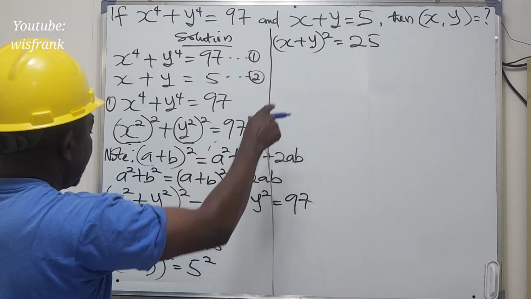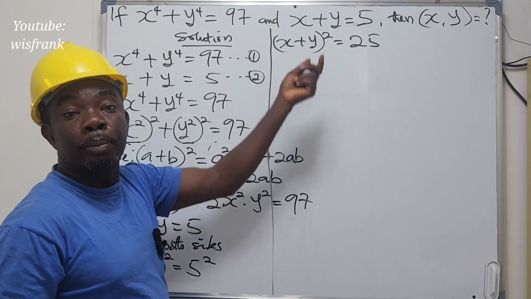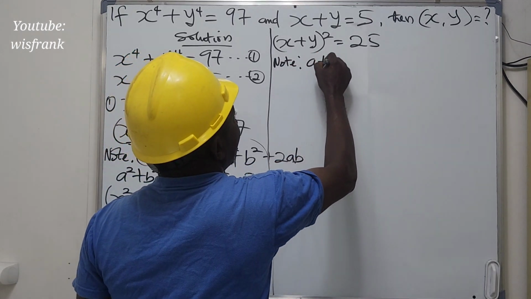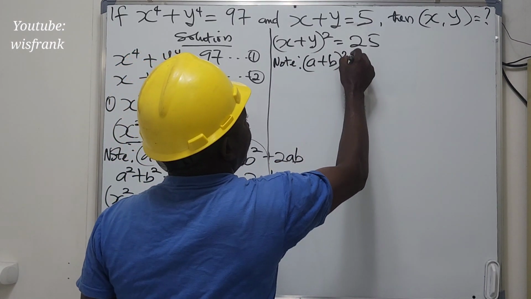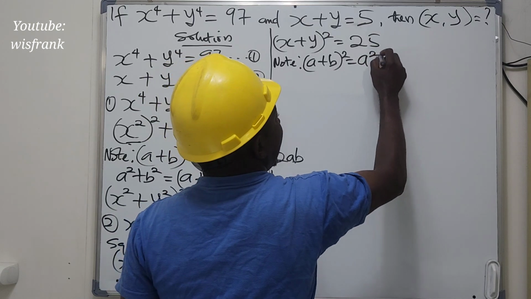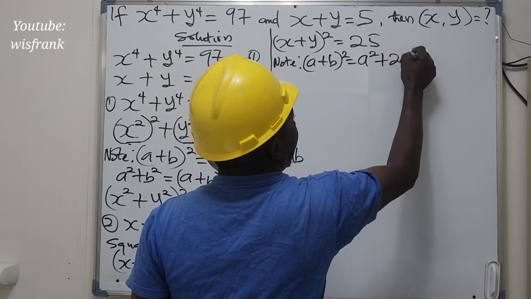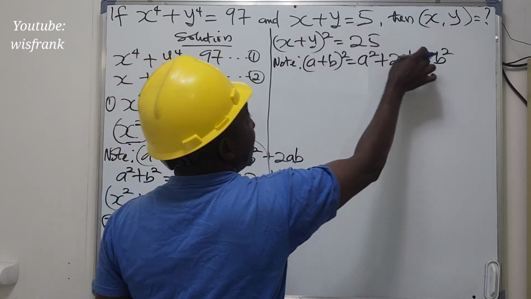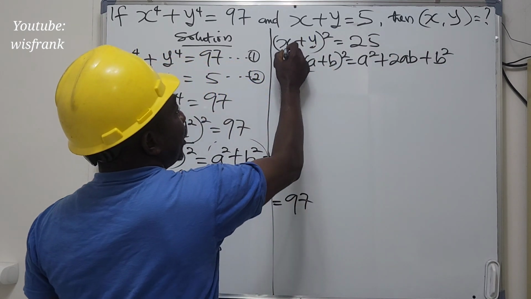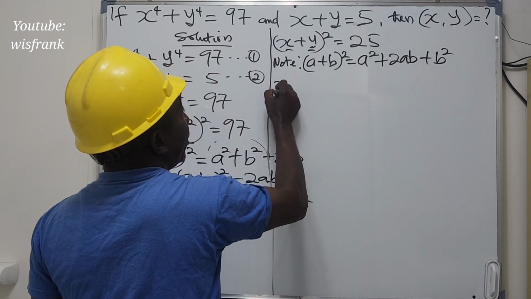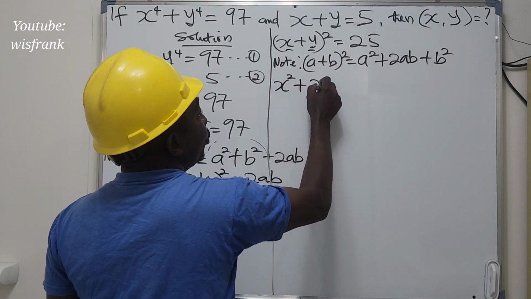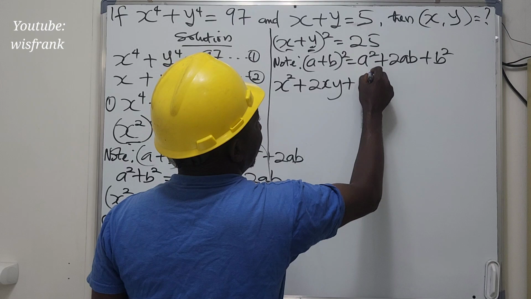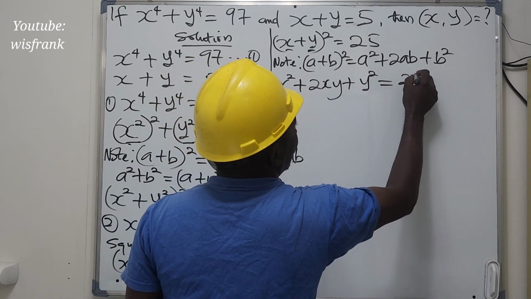So in this situation, you can see that we have (x plus y) all to the power of 2. So we recall, note, when we have (a plus b) all to the power of 2, it is the same thing as a to the power of 2 plus 2ab plus b to the power of 2. So we are going to express this in this format. This is our a and this is our b. It will become x to the power of 2 plus 2xy, because this is our b, plus y to the power of 2 equals 25.